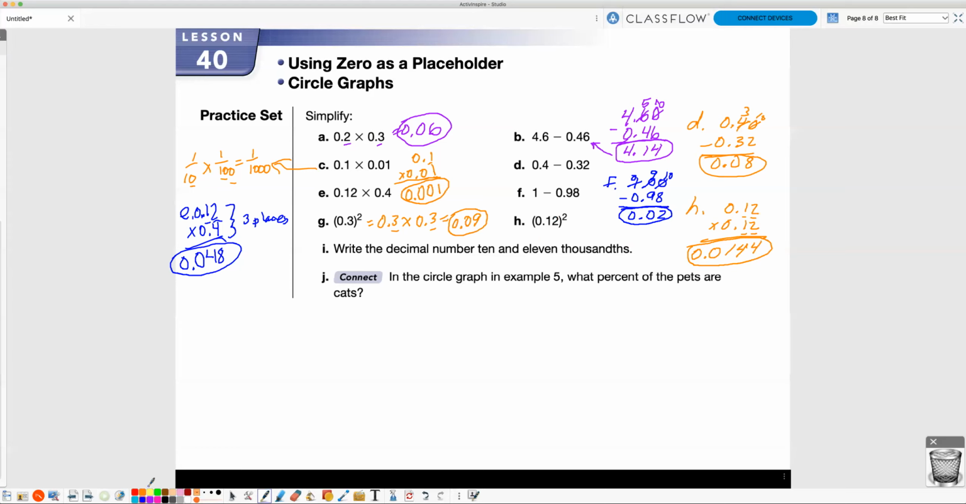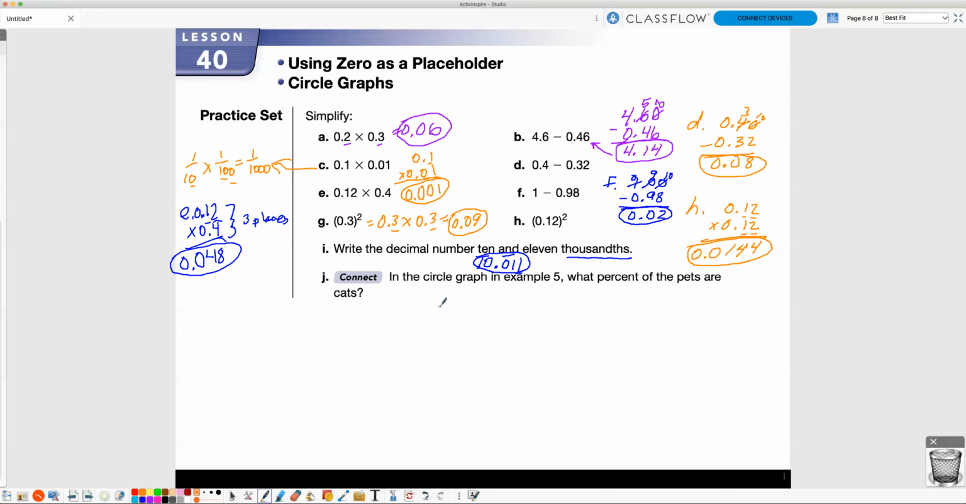Letter I. Write the decimal number 10 and 11 thousandths. So 10, that's pretty easy. Everybody knows how to write 10, I hope. And then the word and is a decimal place. 11 thousandths. So I have to make sure I'm in the thousandths place. So if I put it here, this is 11, but it ends in the hundredths place, so that's not going to work. I have to make sure that I put a 0 in there so that the 11 ends in the thousandths place. So this would be 10 and 11 thousandths right there.